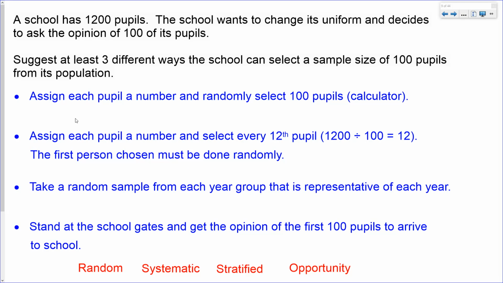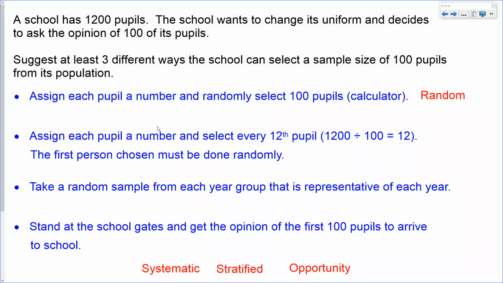The first suggestion is to assign each pupil in the school a number, and then we could randomly select 100 pupils from the 1,200. There are many ways of doing this, and one of those is to use the random number generator on a calculator, and as we've used it many times, it is randomly done. So that is called a random sample.